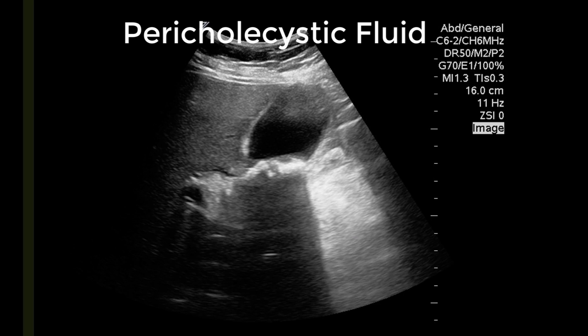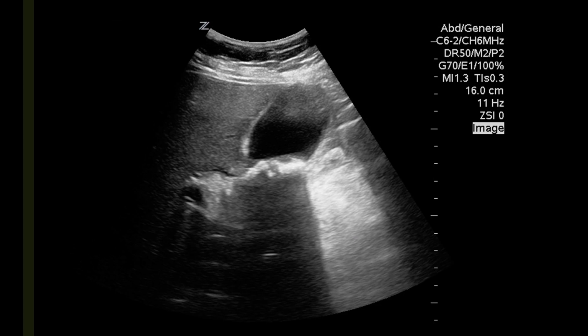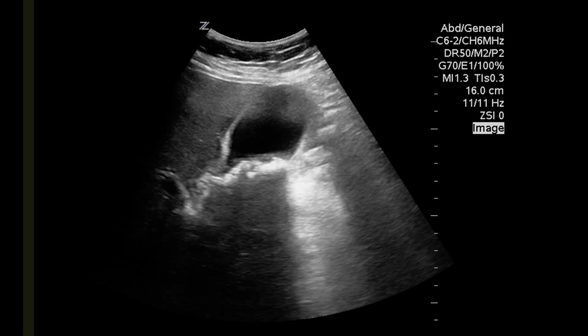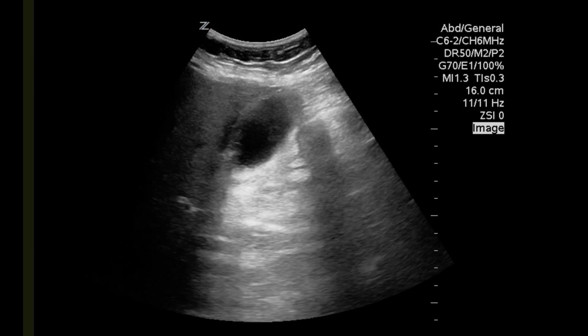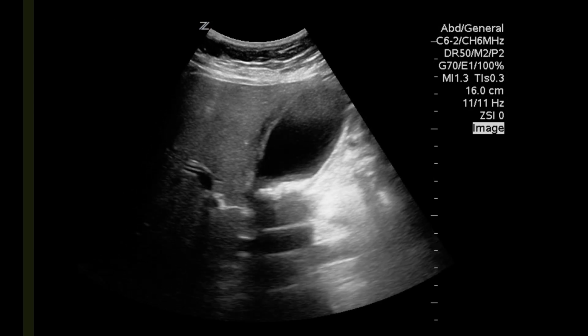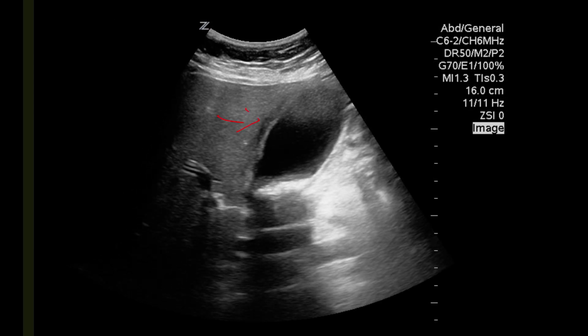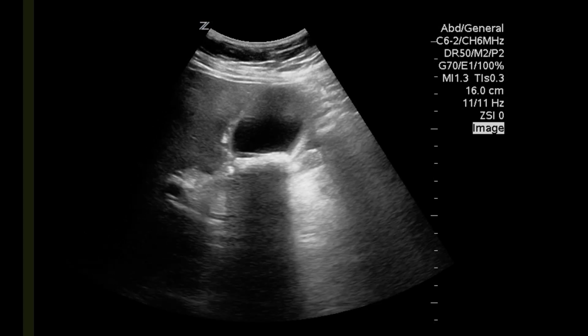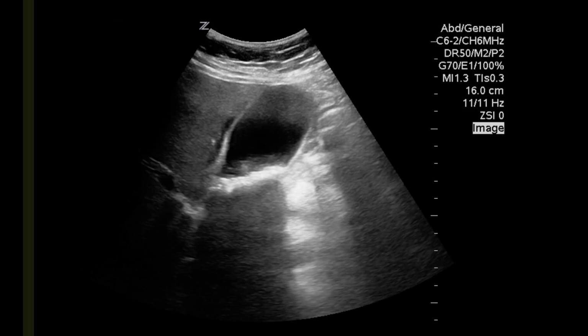Pericholecystic fluid is an indication of local inflammation that occurs in cholecystitis. This clip demonstrates the presence of pericholecystic fluid in a patient with acute cholecystitis. It appears as a hypoechoic irregular collection in proximity to the gallbladder. Similar to wall thickness, presence of pericholecystic fluid is not specific for cholecystitis.